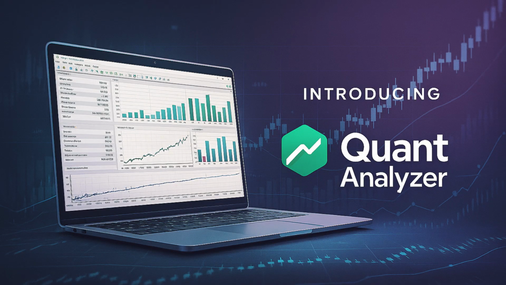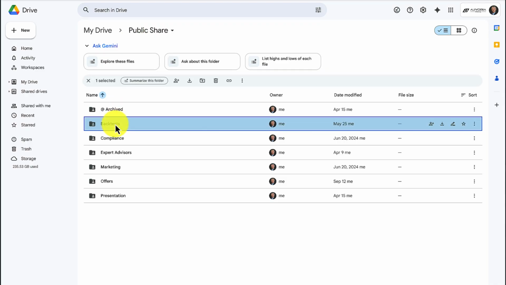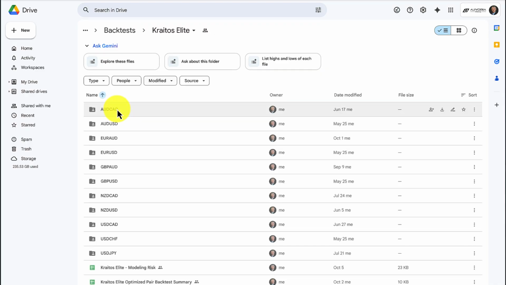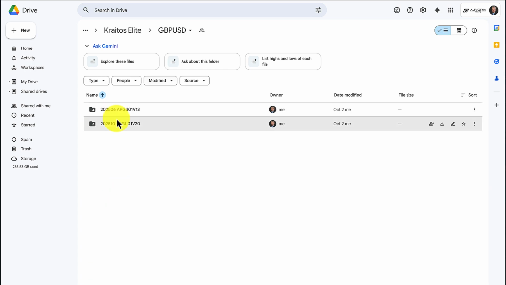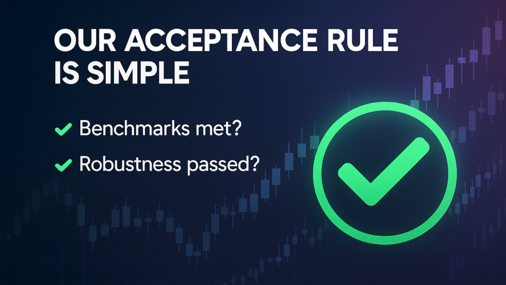In addition to MT5, we run Quant Analyzer on every candidate setting. We generate Monte Carlo robustness, walk forward or out of sample checks where applicable, parameter sensitivity, stagnation analysis, and R multiple distributions. We publish the key Quant Analyzer outputs alongside the MT5 report, allowing you to assess robustness beyond a single equity curve. Our acceptance rule is simple. If the benchmarks or robustness checks fail, we do not release.